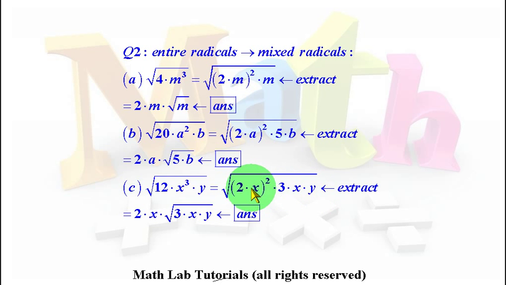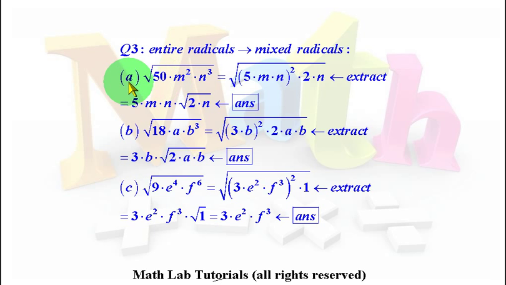Now we extract the good guy from inside the jail. We let him outside the jail. And all you have to do is copy paste the inside of the brackets, and we get 2x, and what's left over here is 3xy. Okay, so the good guy came out, and what's left is the bad guy, and that's a mixed radical. So let's go on to the next slide.